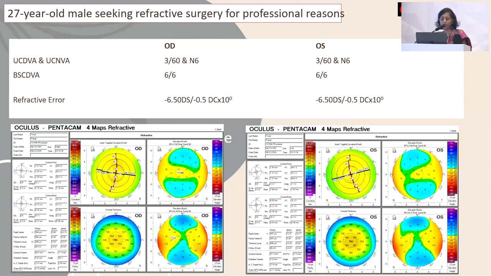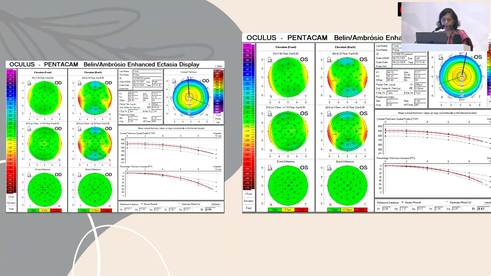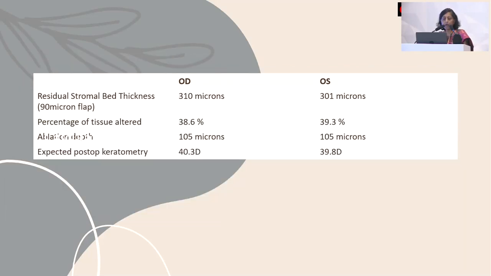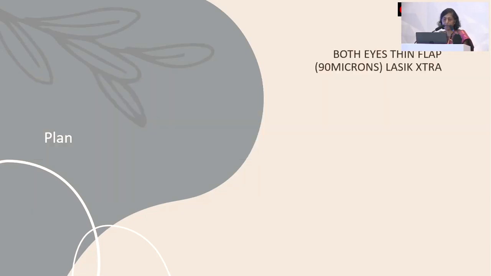You can see it's a little higher refractive error, but his maps and topography were fine, so he was cleared for treatment. And the Corvis biomechanics also showed that his parameters were all within the stable zone. He was having, with the calculation, a residual bed thickness of 310 microns. The PTA was also within the range. The ablation was going to be 105 microns. So all the parameters were stable and safe. But we decided to do a 90 microns flap because other procedures such as ICL were not accepted for that particular job, but LASIK was an accepted refractive corrective technique.